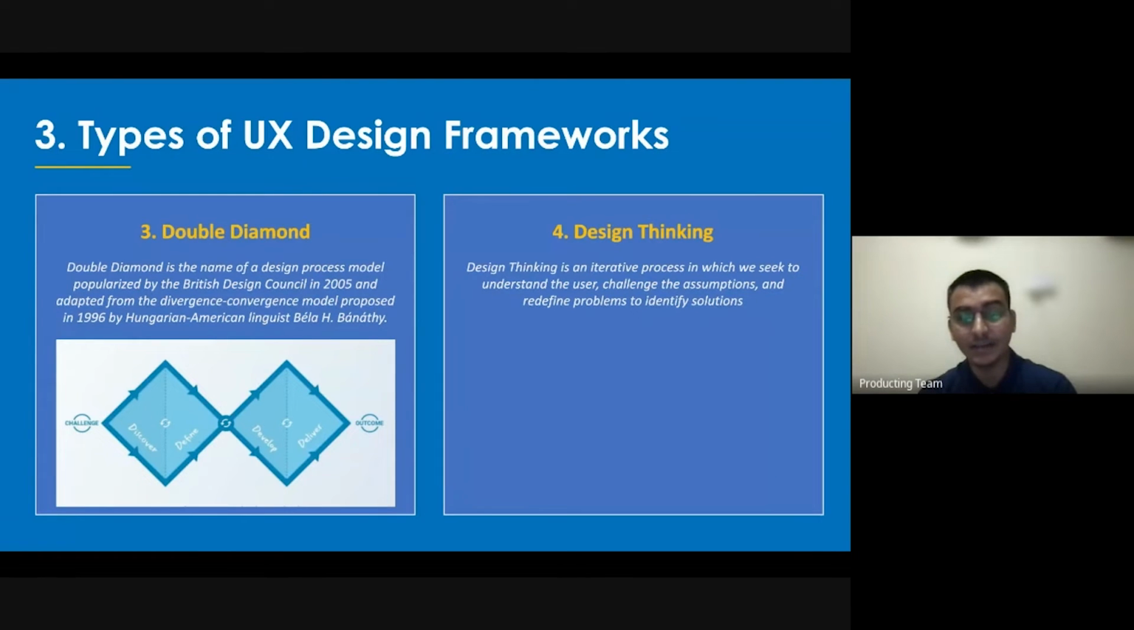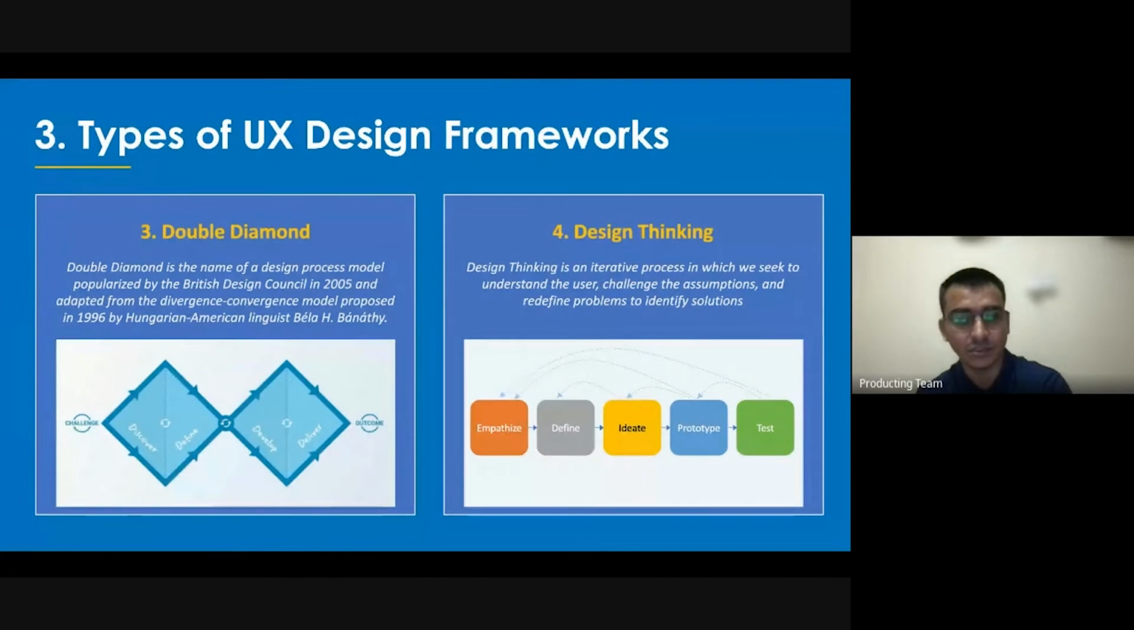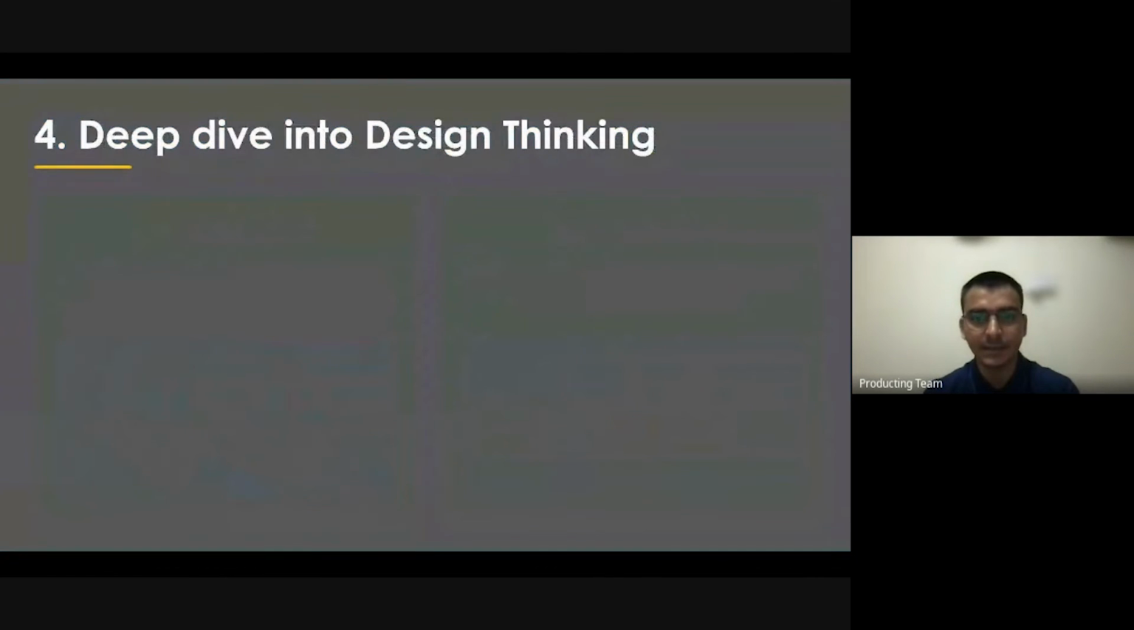So design thinking is, again, an iterative process. Every design framework is an iterative process in which we seek to understand the user first, right? Challenge the assumptions and redefine problems to identify solutions. Now, this is very important. There's a phase where we redefine the problem statement to identify the solution. This is the process which we follow in design thinking. We empathize, then we define, then we ideate, then we prototype, and then we do the testing. Okay, this is what design thinking is.